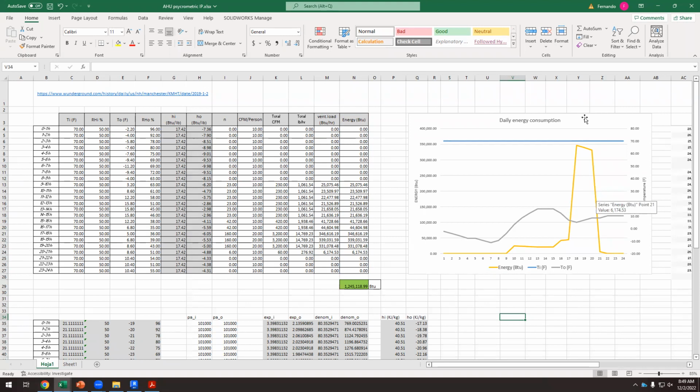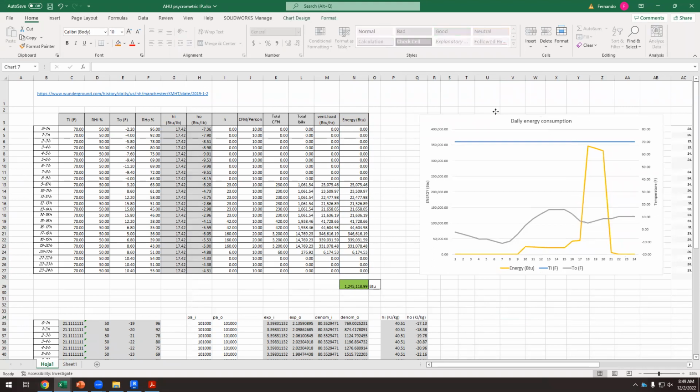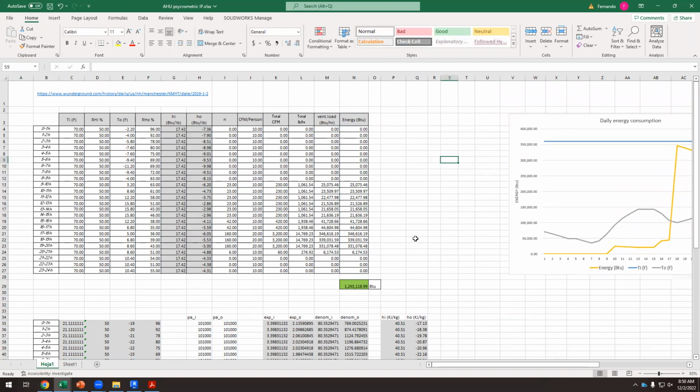And are we done with this? Well, not yet, because this is the old version of this Excel file. And now I have to do more, because this is just the basic energy that we need. What was next? I needed a heat recovery.